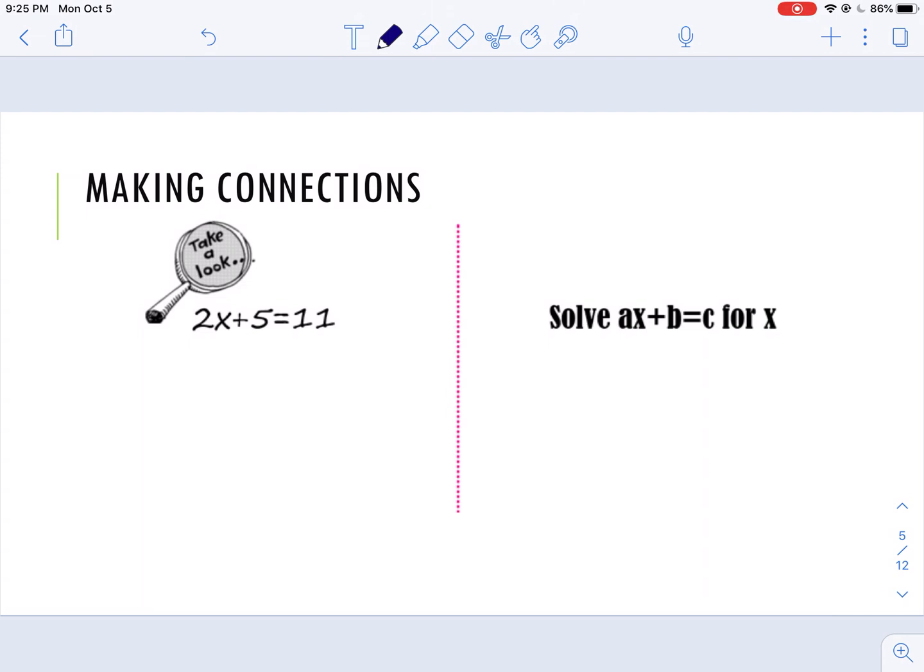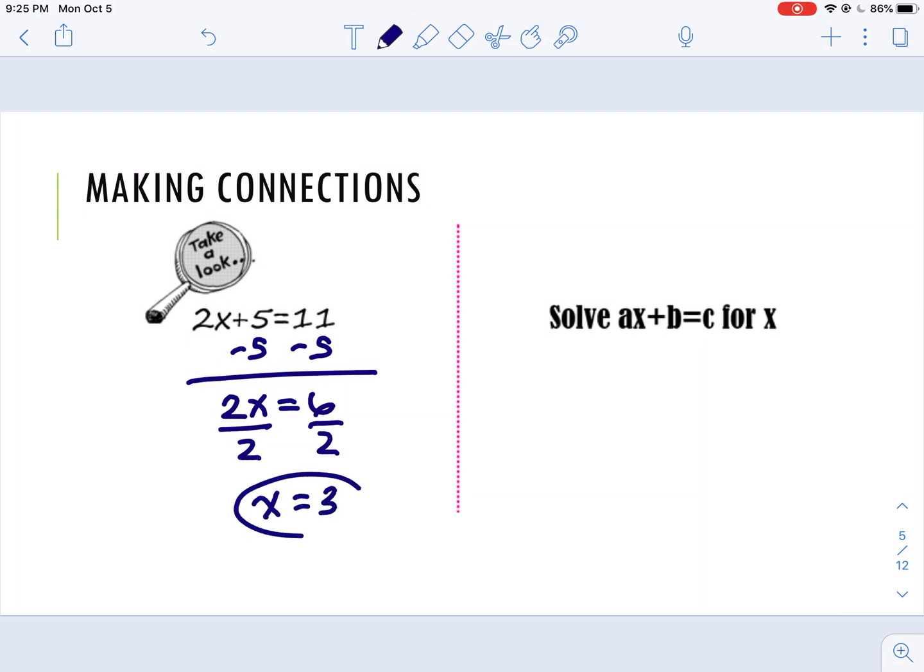That's correct. You'd get rid of that constant. You'd subtract 5 on both sides of the equation. And you'd be left with 2x equals 6. To solve for x, we would get rid of our coefficient of 2 by dividing both sides by 2. And then finally, we'd be left with the solution of x equals 3. So hopefully this example to the left looks really familiar to you. And you're going to see our goal here was to isolate x.